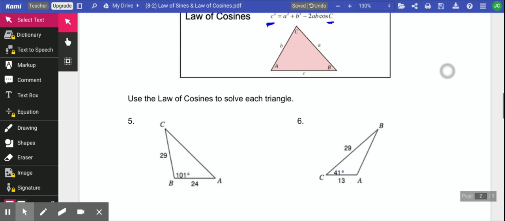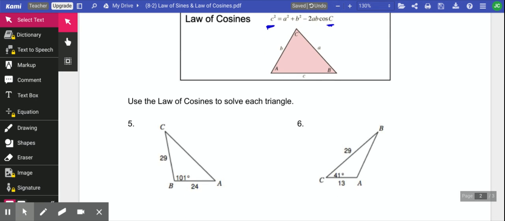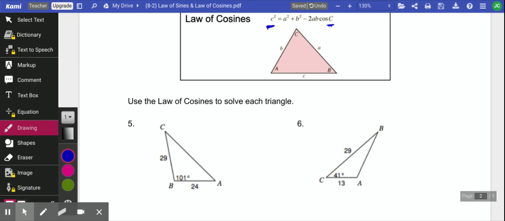All right, so we want to use the law of cosines to solve this triangle. So we are going to need to find out what angle C is and angle A and side B. Okay. So as you can see, we cannot use the law of sines because we know an angle, but we don't know its side. We don't know an angle, but we have the side, and we don't know the angle, but we have the side. So the law of sines is not going to work. So we have to use law of cosines.